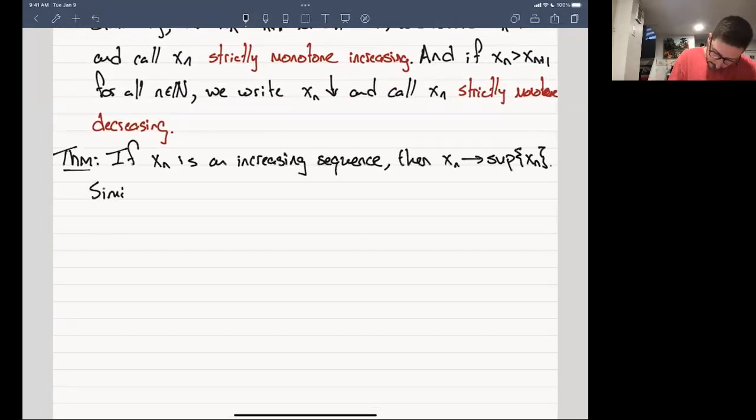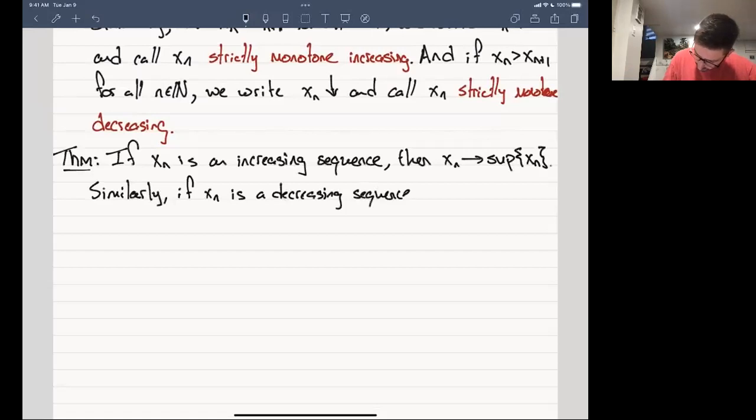And similarly, if xn is a decreasing sequence, then xn is converging to the infimum of itself. Now, there's a major caveat that needs to be put in here, right? If you go back and look at the definition of the supremum, let's focus on that for a second. The supremum can either be whatever the least upper bound is, if your set is actually bounded, or it could be infinity.